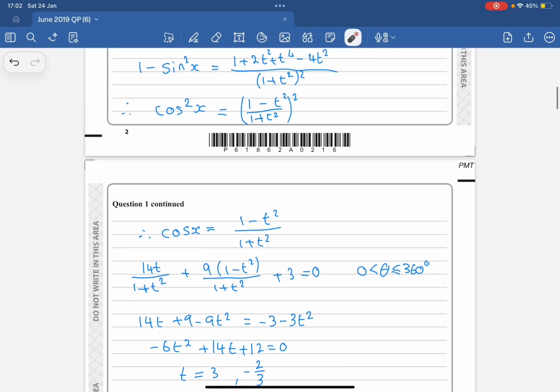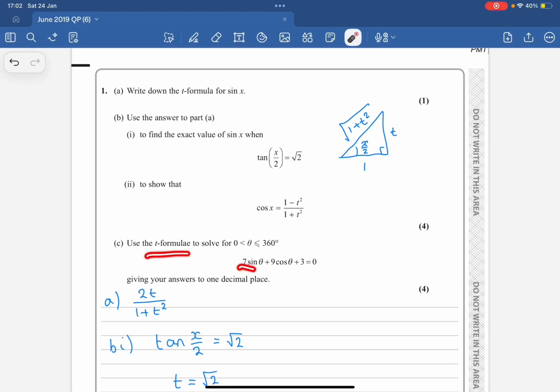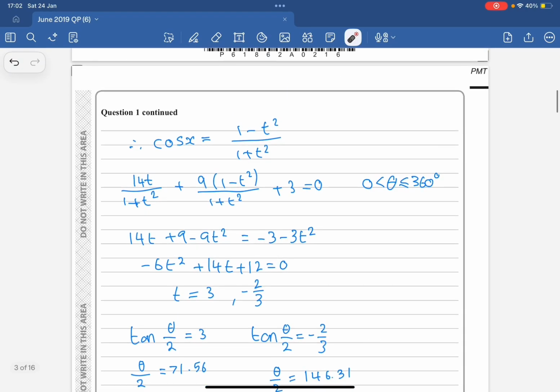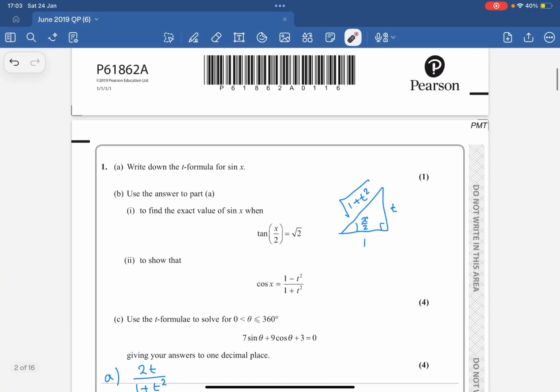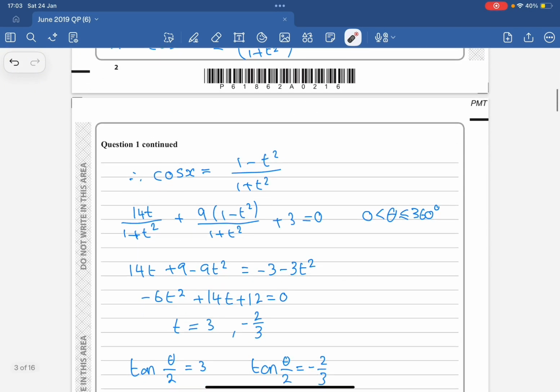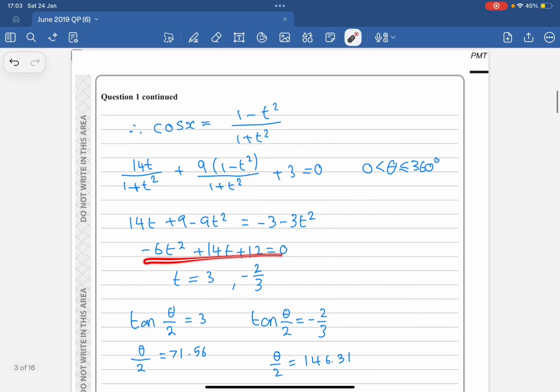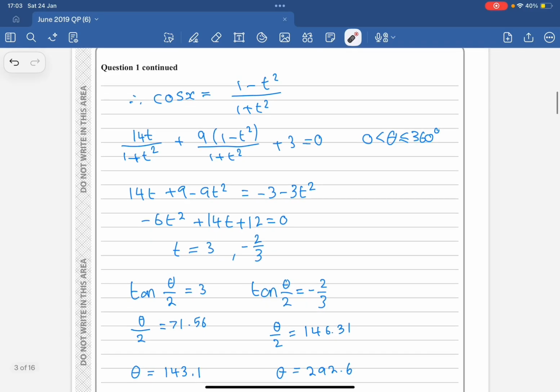Cool. The final part asks us to use the t formula to solve this equation here. So we have our sine and we have our cos. This is sine and this is cos. All we have to do is sub that in, basically. We sub it into each of the sine and cos, and then we expand out with the t squareds and make it a bit nicer. Turn it into a quadratic, and then we just solve that quadratic using a calculator. It tells us t is 3 or t is minus 2/3.